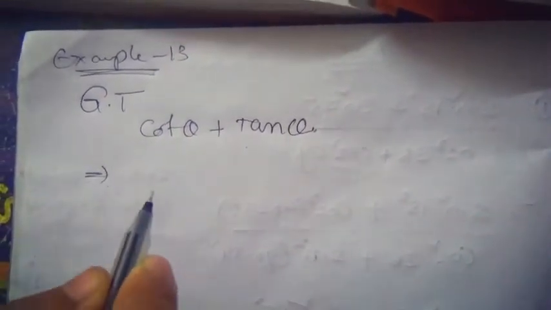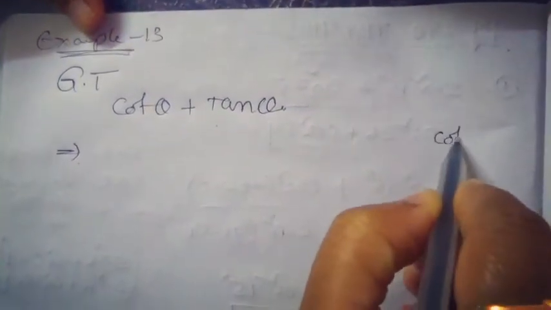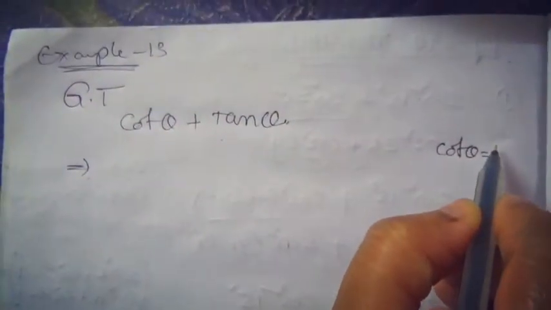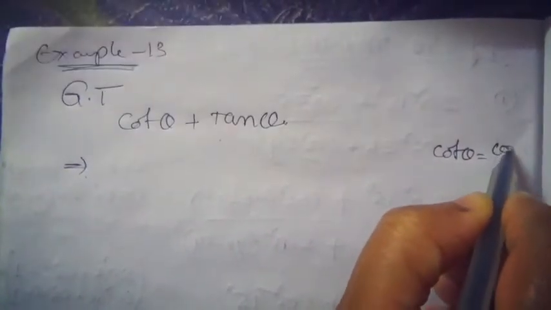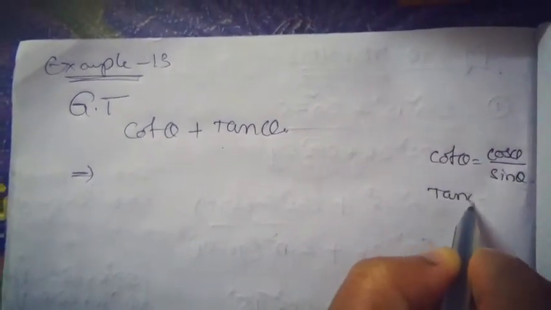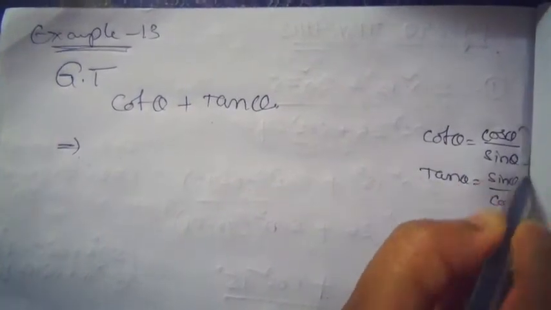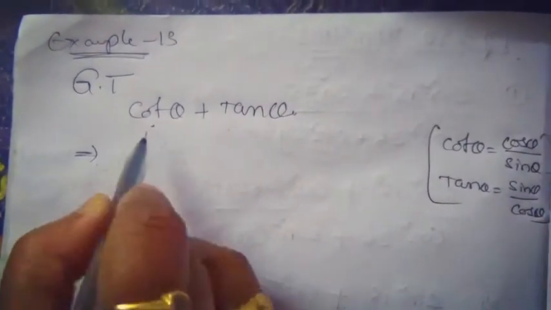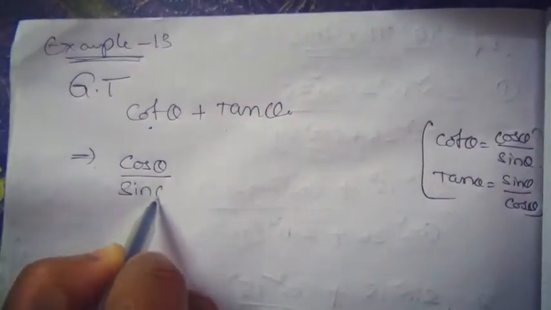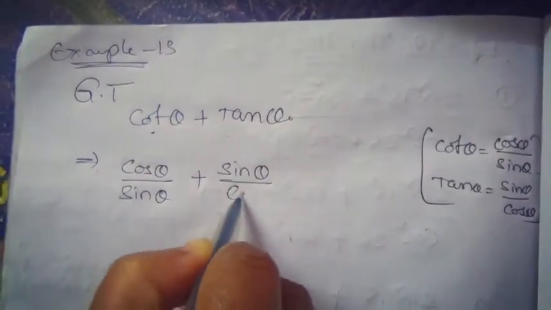So we have the first formulas: cot theta is the reciprocal of tan. What is tan? Sin by cos, no? The reciprocal of that is cos by sin. For tan also we know sin by cos. We are using these two formulas. So in the place of cot theta I am writing cos theta by sin theta, plus tan theta means sin theta by cos theta.